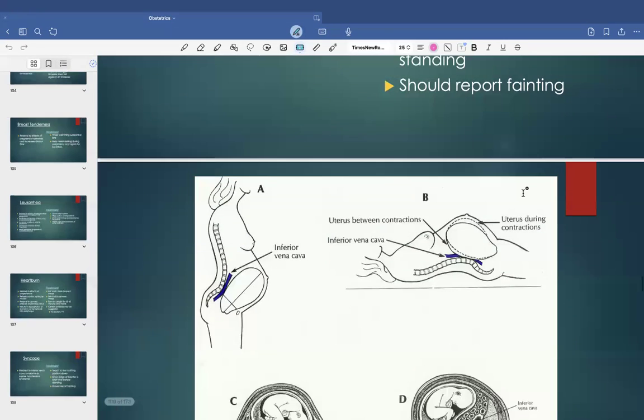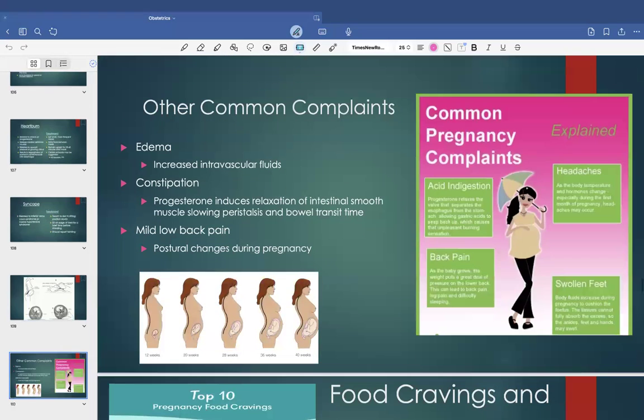Other common complaints: edema, with water retention and swelling, is due to increased intravascular fluids. Constipation. We talked about that smooth muscle, the progesterone, smoothing out everything. It's also making your stomach digest food a little bit slower, and bowel transit time is reduced. Mild low back pain, due to postural changes during pregnancy. You can see the different back curvatures as the weeks progress.